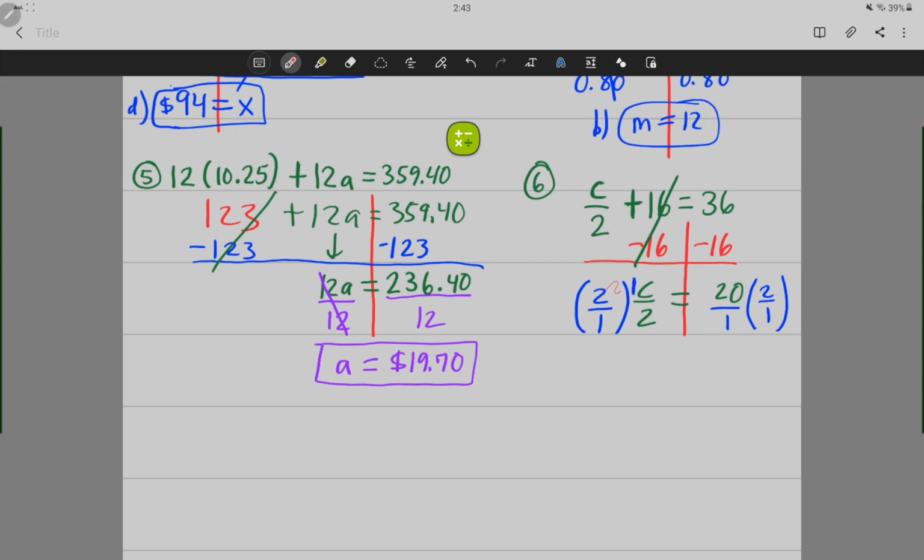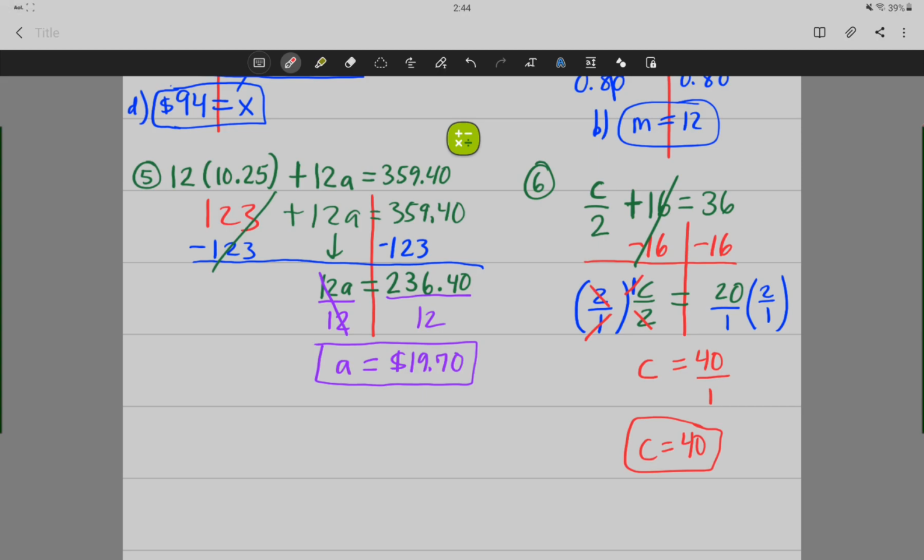We cross cancel. 2 over 2 is 1, just cancel that. 1 divided by 1 is 1, just cancel that. Bring down our letter C and our equal sign. And now we can multiply our numerators. 20 times 2 is 40. Multiply our denominators. 1 times 1 is 1. And finally, C equals 40 divided by 1, which is still 40. So our answer is 40.